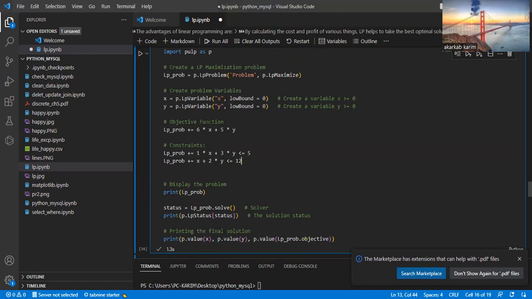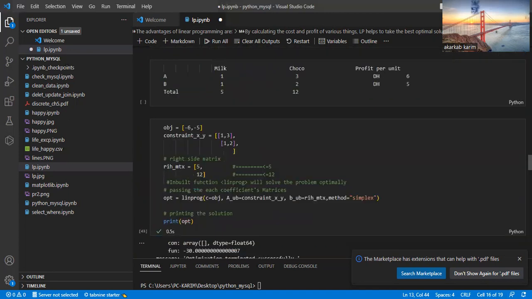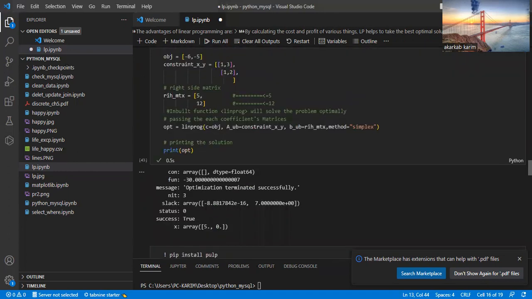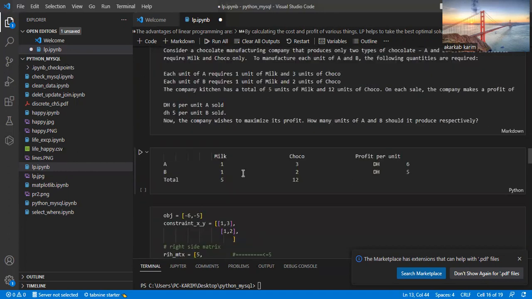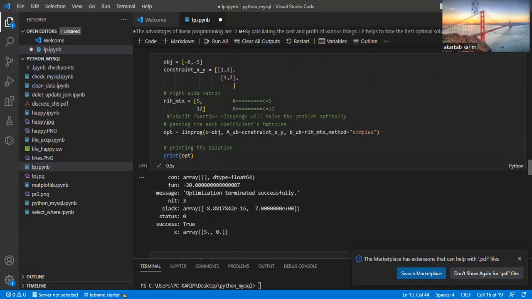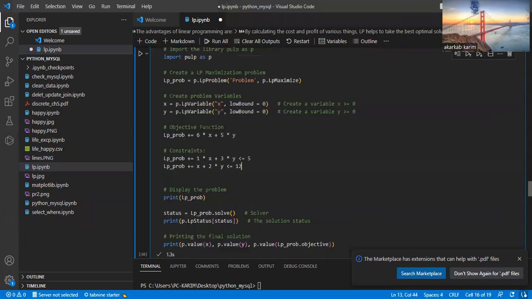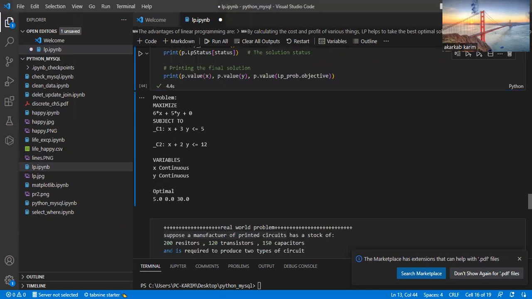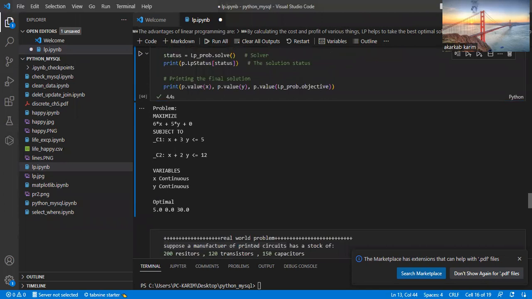X, y, sorry, checking again, because it's the first time I work with this package. So for that reason I need to check again. Okay, let me check again. Here we go. This is the constraint of triple profit per unit. If I run it, it gives some result. Yeah, that's correct.